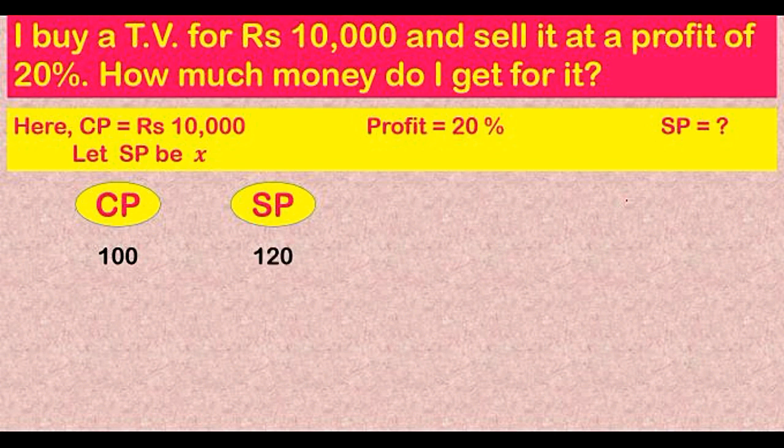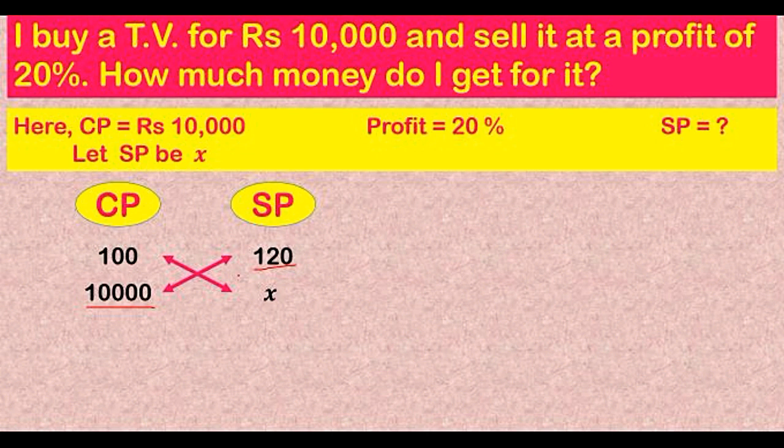Now, the actual CP is given in the question as 10,000. So in the CP row, I have written 10,000. And SP, I have assumed as x. Now, here comes the trick. Just make it cross. What do we get? We get two partners we know. Here 10,000 and 120 are the cross partners, right?